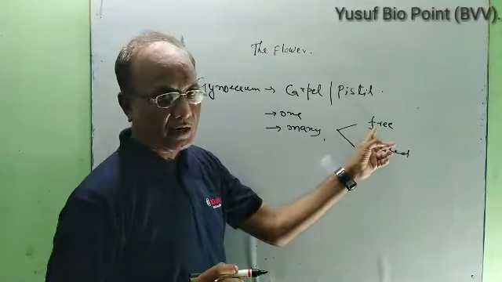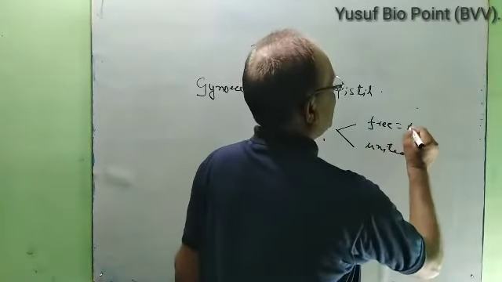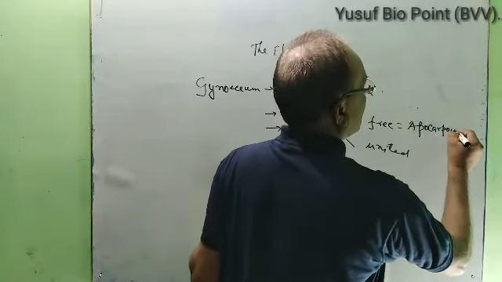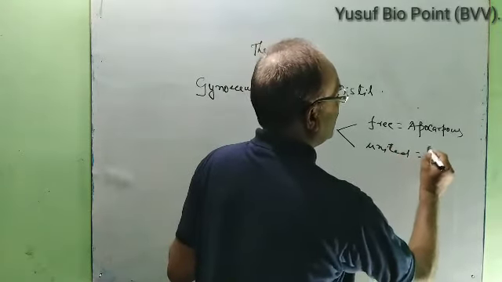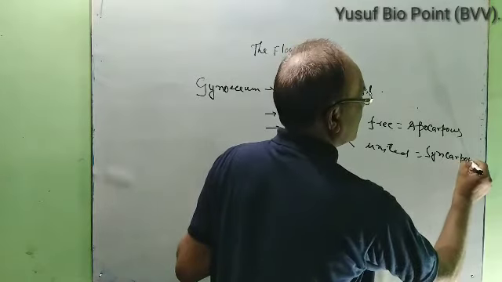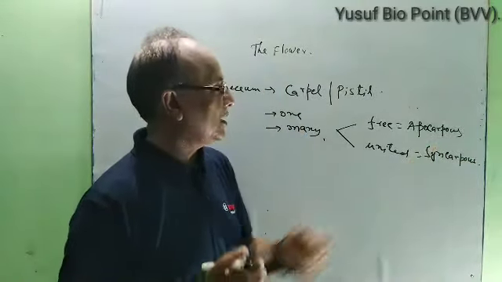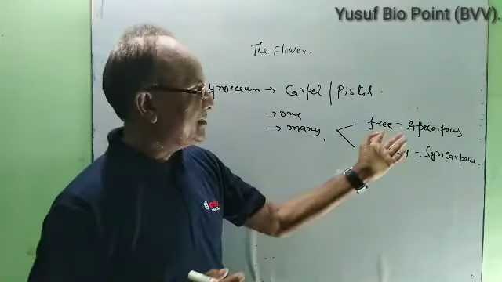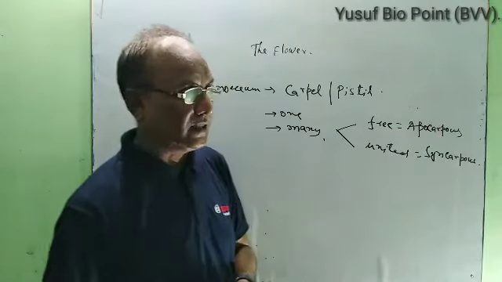तो ये कार्पेल या पिस्टिल या तो एक होता है या कई होता है। कई अगर होते हैं तो या तो अलग अलग होते हैं या यूनाइटेड होते हैं। जब अलग अलग होंगे तो they are known as apocarpous, और जब ये साथ में होंगे तो that is known as syncarpous. Syncarpous means united, apo means separate. So when the pistils are free, that is known as apocarpous. When they are united, they are called syncarpous.